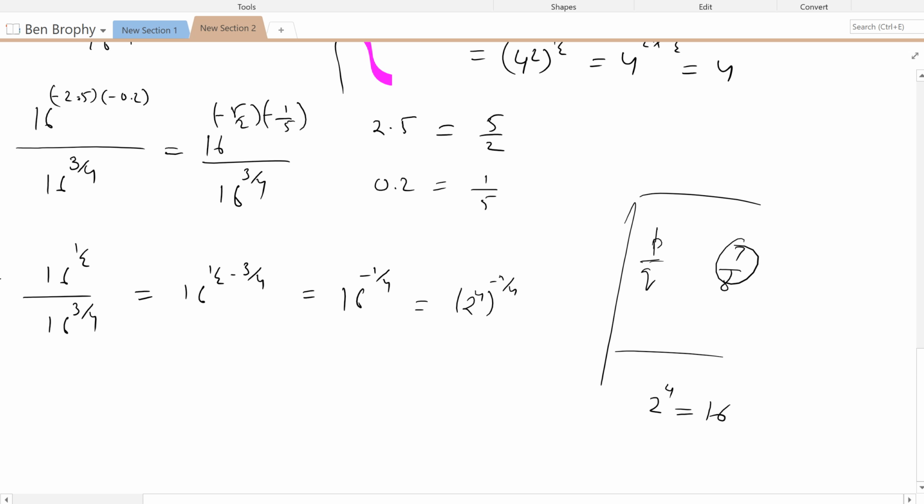Now the powers multiply. So that's going to be 1, and it's just 2. Yes, 1/2. Because 4 times the negative 1/4 is going to be negative 1, so the answer is that.